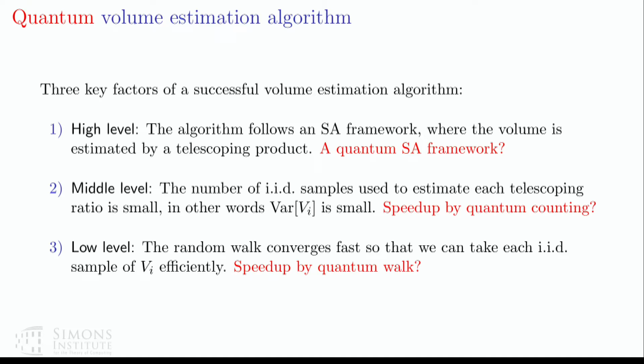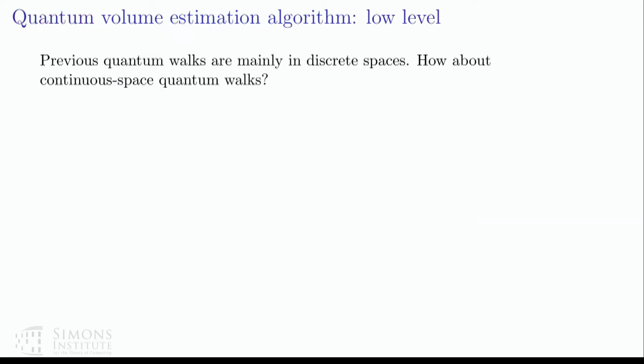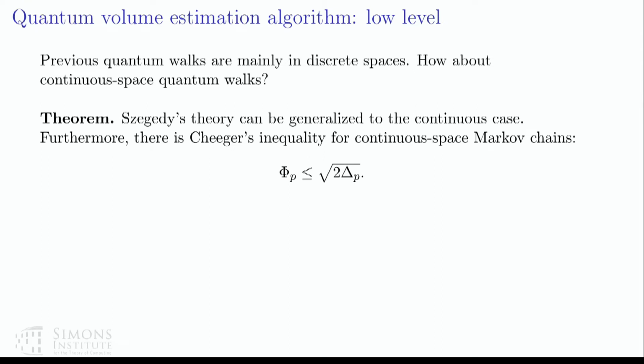Okay, for my talk, I'm going to go through these different levels separately. Let's first go with the low level. As I just mentioned, there have been previous theories about quantum walks, especially Szegedy's theory. But the main consideration has been in the discrete space. So how are we going to consider continuous space quantum walks? We are going to move from the discrete space to the continuous space using Szegedy's theory. Furthermore, we can actually show the Cheeger inequality for continuous space Markov chains.